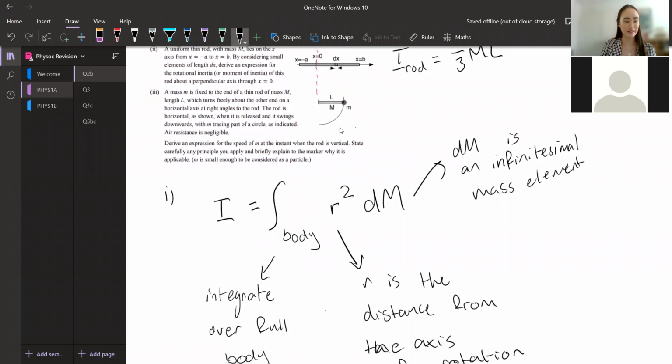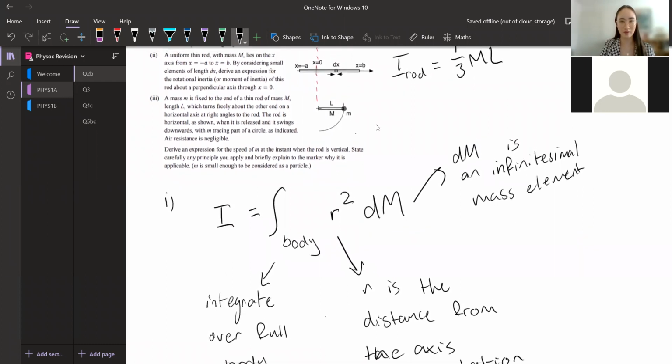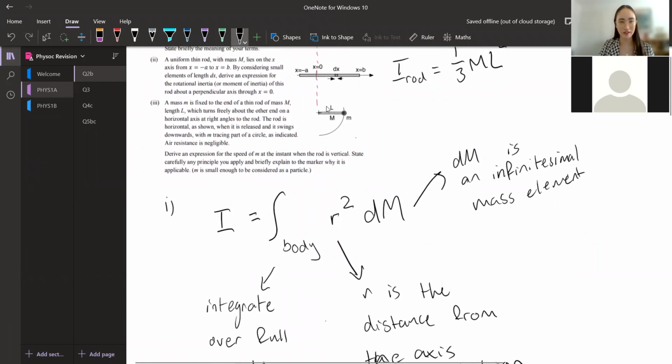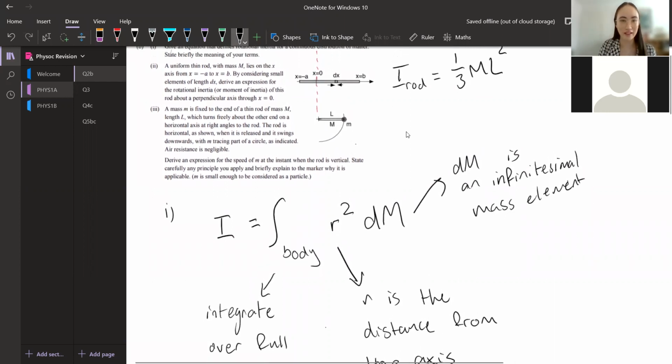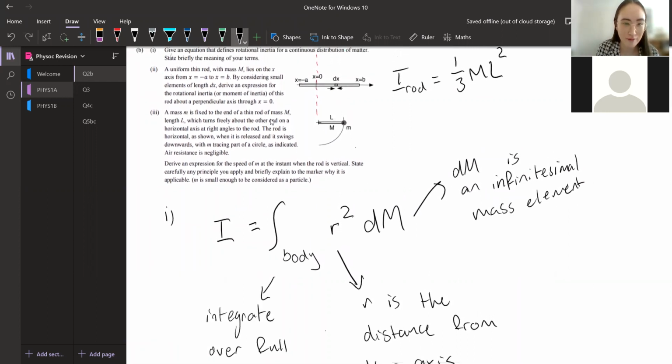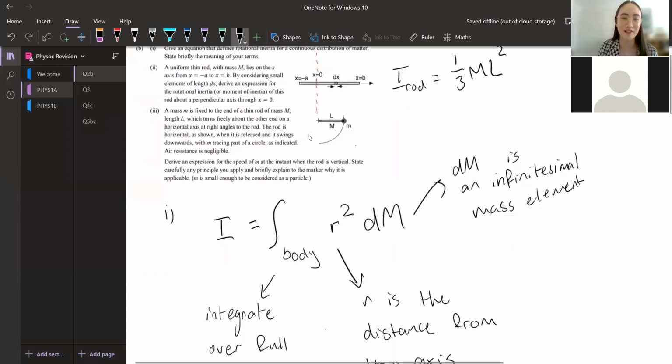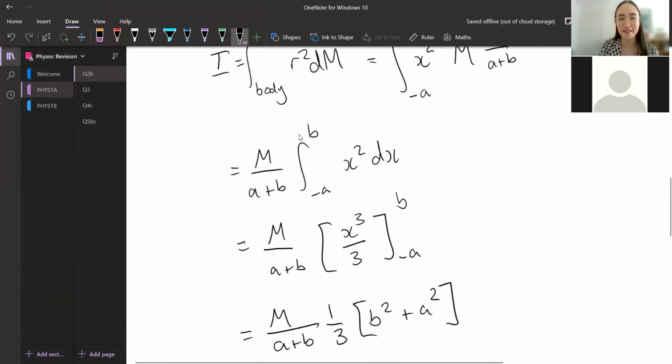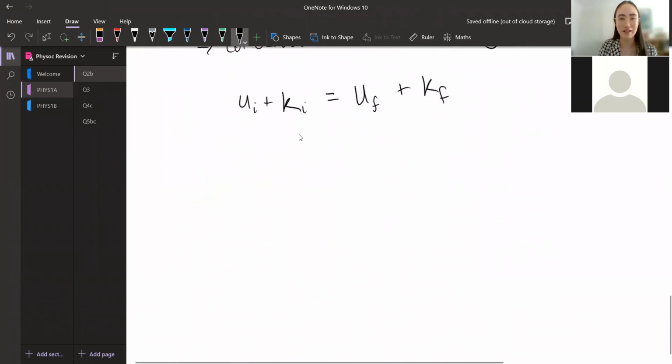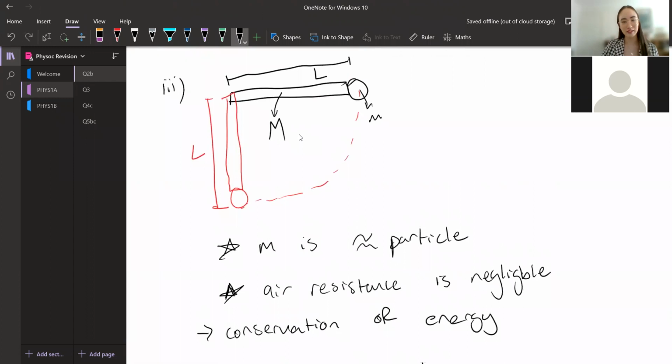It doesn't specifically say that it is released from rest, but we don't have any way to define that initial kinetic energy. So when it says that the rod is horizontal and then it's released, we're assuming that it's released from rest. That's usually the implication of it being held and then it swings down. So that gets rid of our kinetic energy, and for our gravitational potential energy, we can just set some kind of arbitrary reference and then solve it from there.